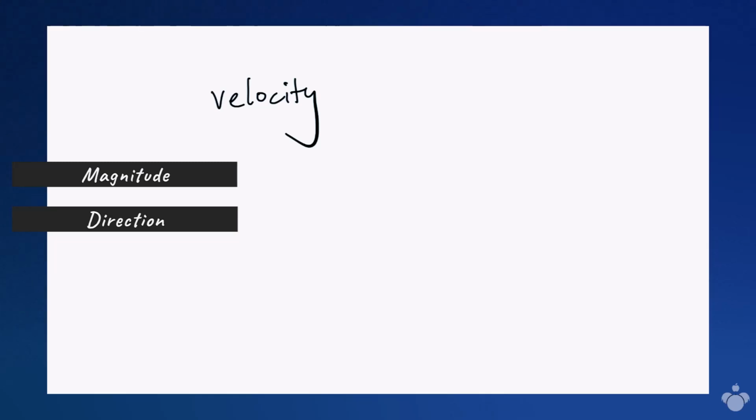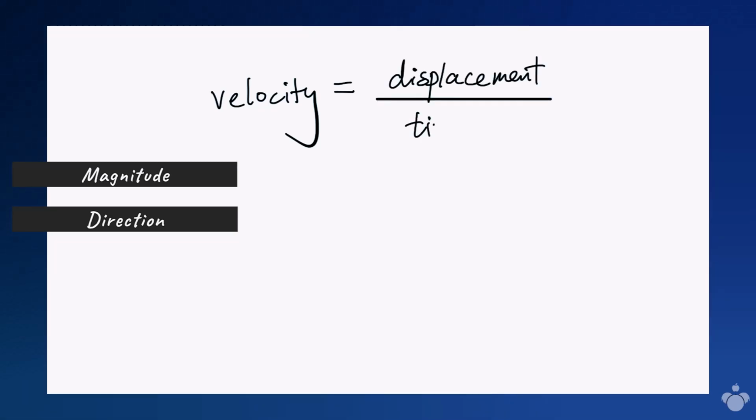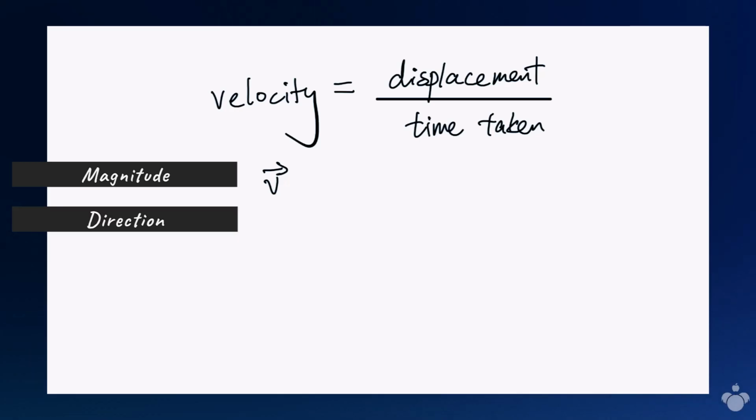The formula for velocity is displacement divided by the time taken. Using symbols, velocity is written as v, with the small arrow above v indicating that it is a vector quantity. This is expressed as v equals vector s divided by delta t. This emphasizes that velocity always includes direction as part of its definition.